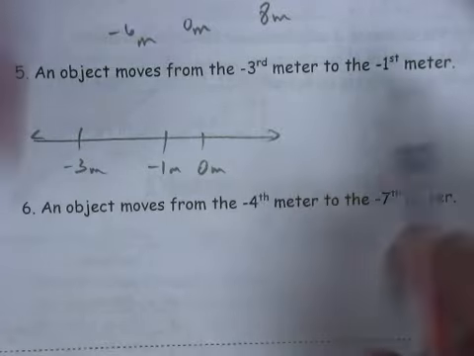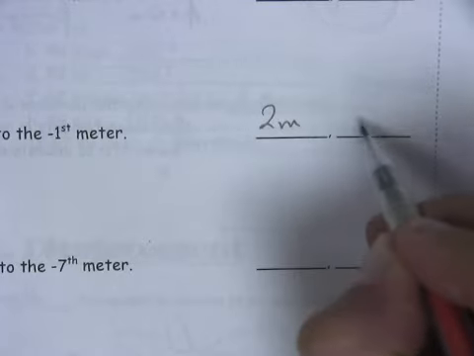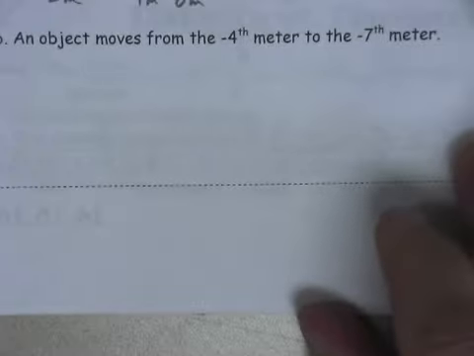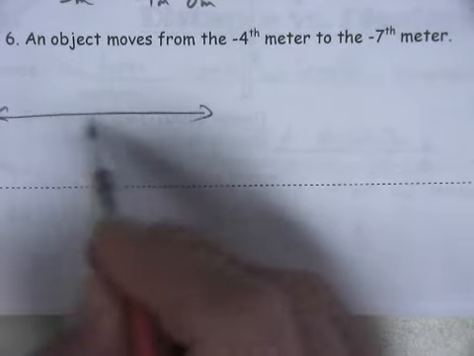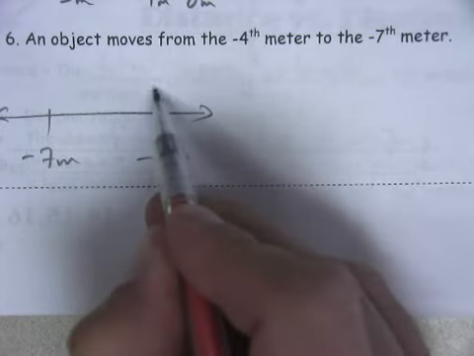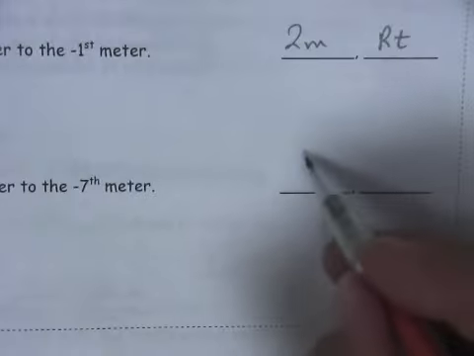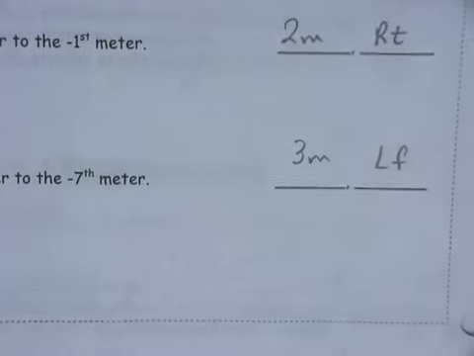Alright, so -3 to -1. So here's -3 to -1. That's 2 meters. So we'll come over here, 2 meters, and we move to the right. And here's our last one, number 6. The object moves from -4 to -7. So here's -7. There's -4. So we're going -4 to -7. So that's 3 meters, and that's to the left.